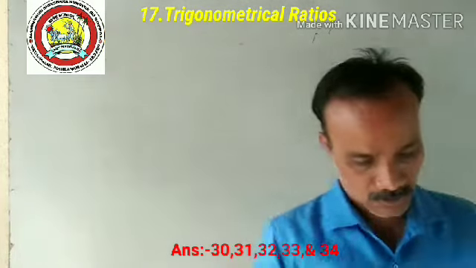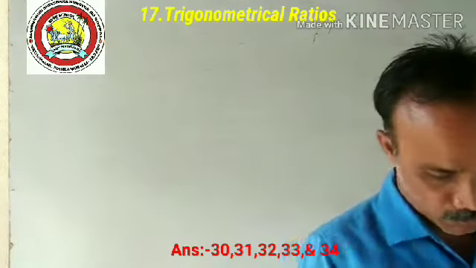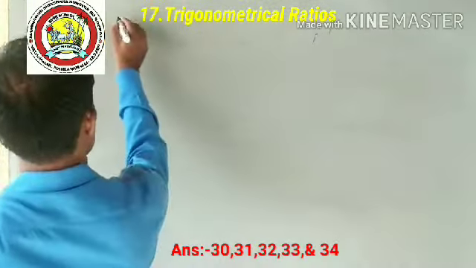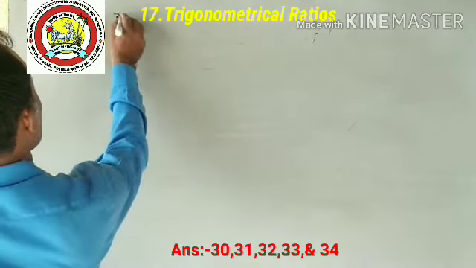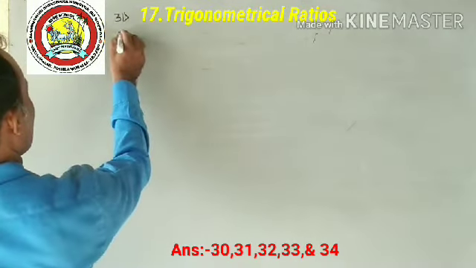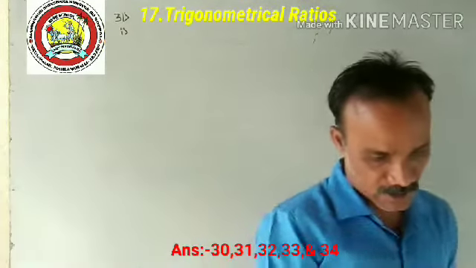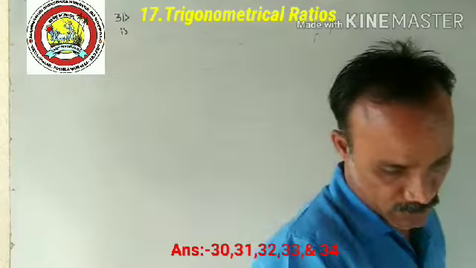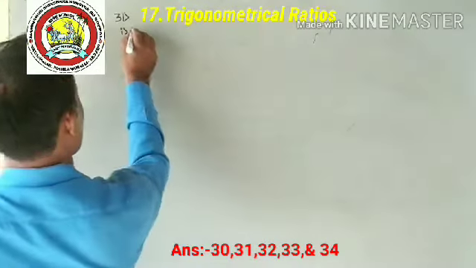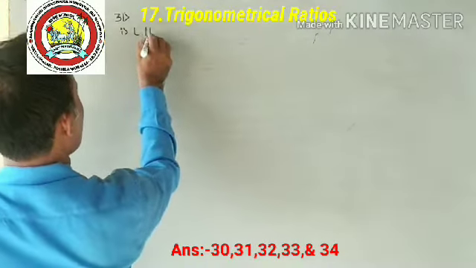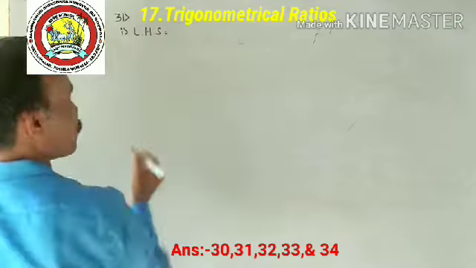Let's see the next question. Question number 31. Prove the following. Question number 1. So there are three expressions. First one, directly I will write the LHS part. By taking the LHS part, prove the RHS.